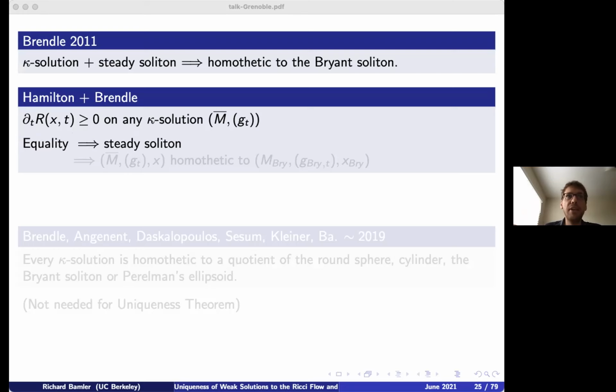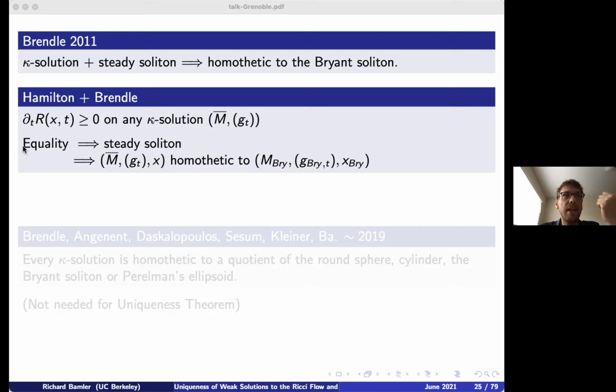Well, but then if we have a kappa solution which is a steady soliton, then we have to be homothetic to the Bryan soliton. Okay? And again, then this point X has to be the point on the Bryan soliton where the time derivative of the scalar curvature is 0. And that has to be the base point, okay?